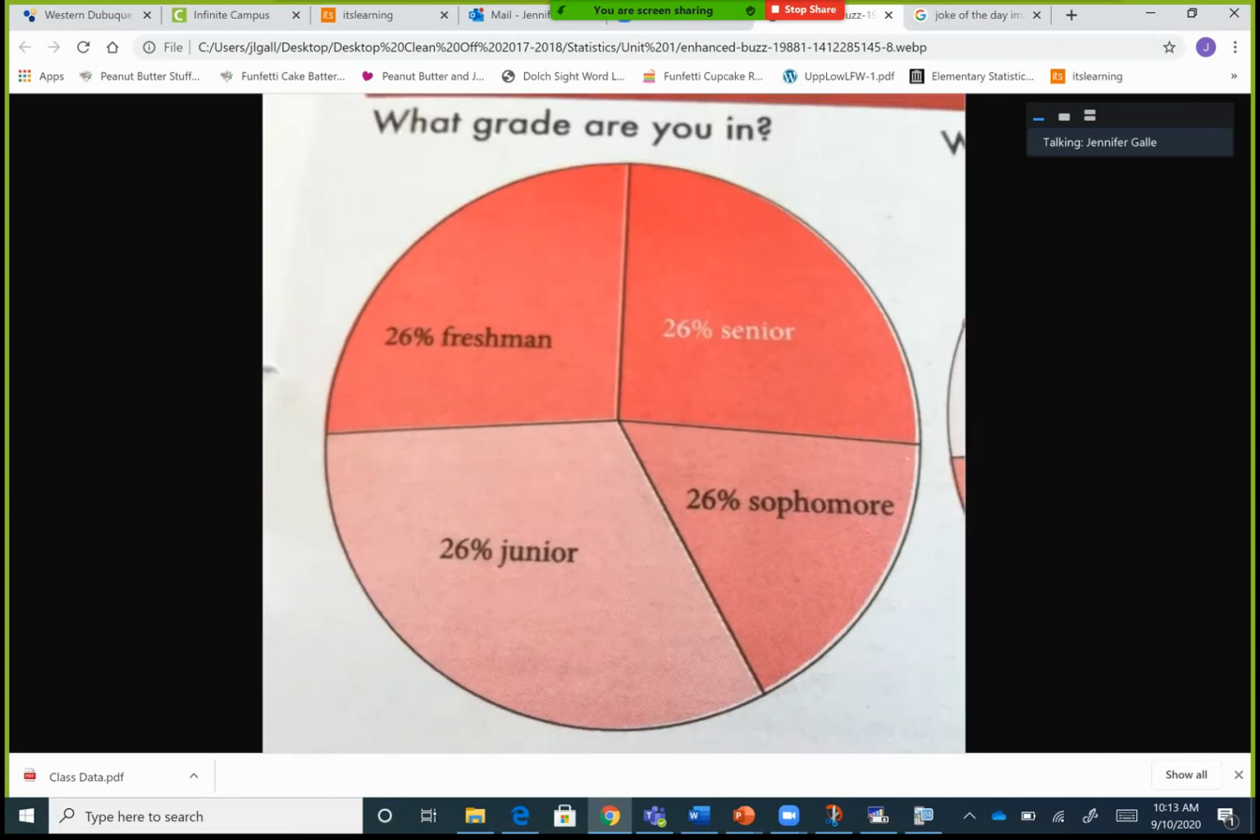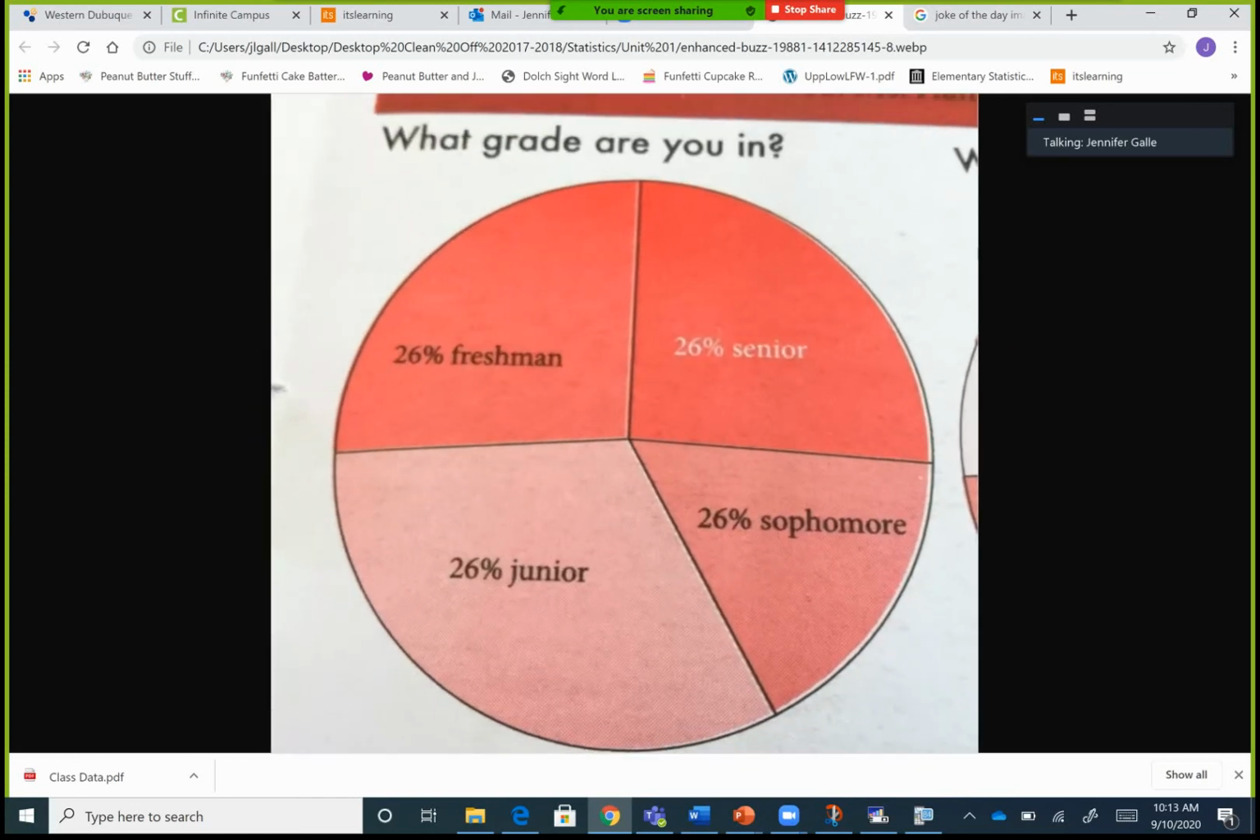If I can, there we go. I can zoom in a little bit. There we go. Does that help? There we go.